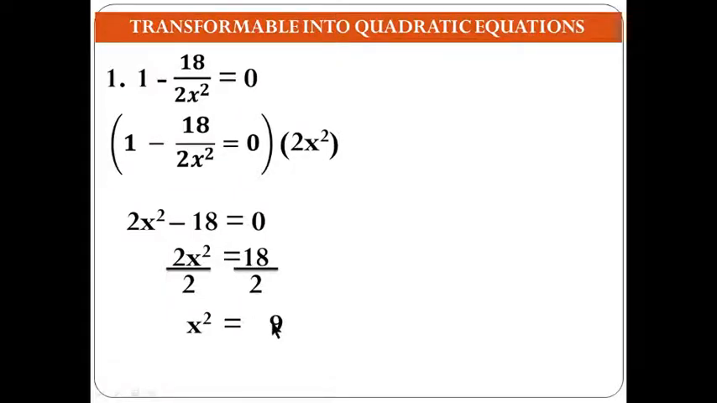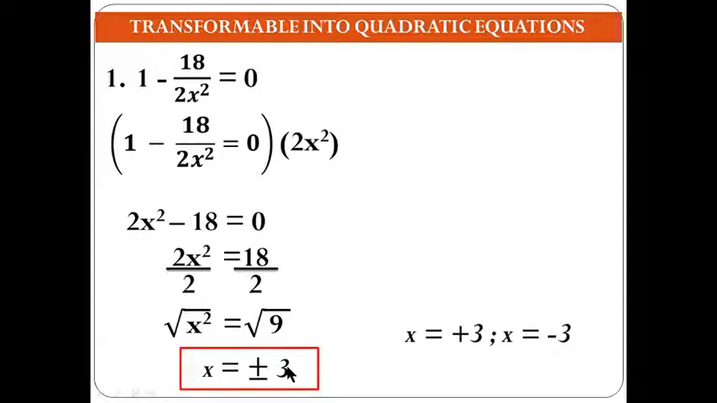Then, next dyan is extract the square root of both sides. And when you extract it, so square root of x squared is x, then the square root of positive 9 is positive or negative 3. Therefore, the solution set ay positive 3 and negative 3.